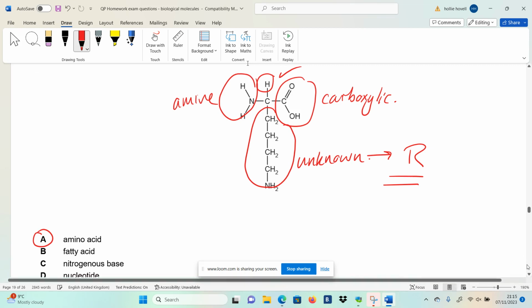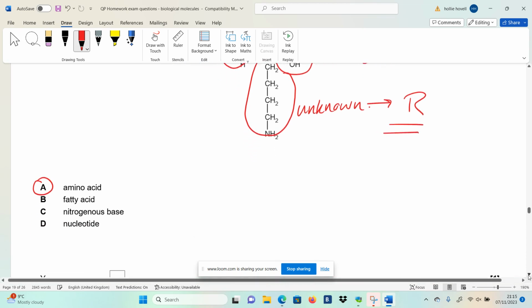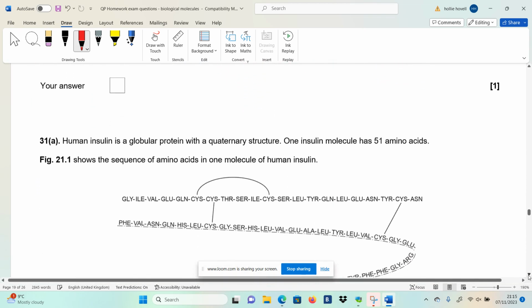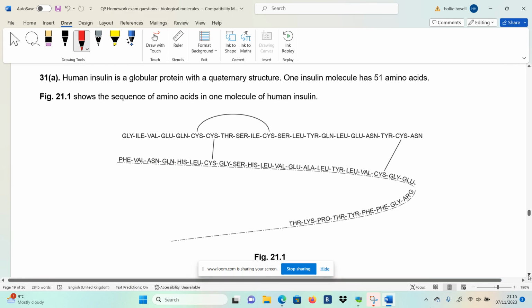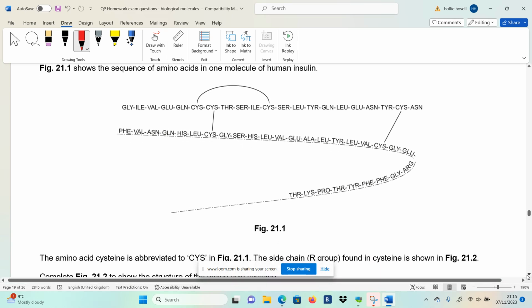Next one, question 31. Human insulin is a globular protein with a quaternary structure. One insulin molecule has 51 amino acids. Figure 21.1 shows the sequence of amino acids in one molecule of human insulin.